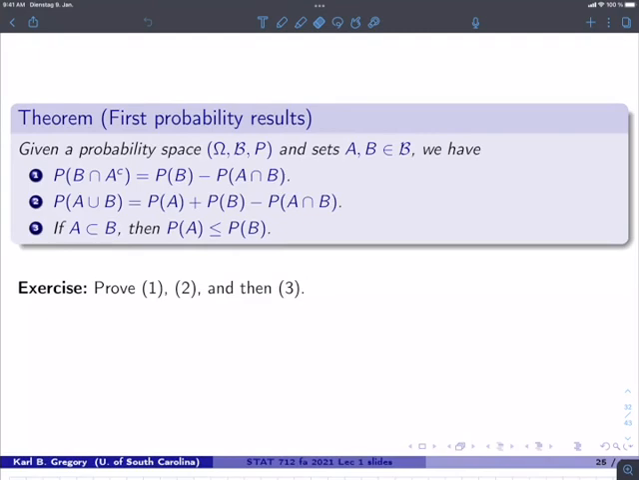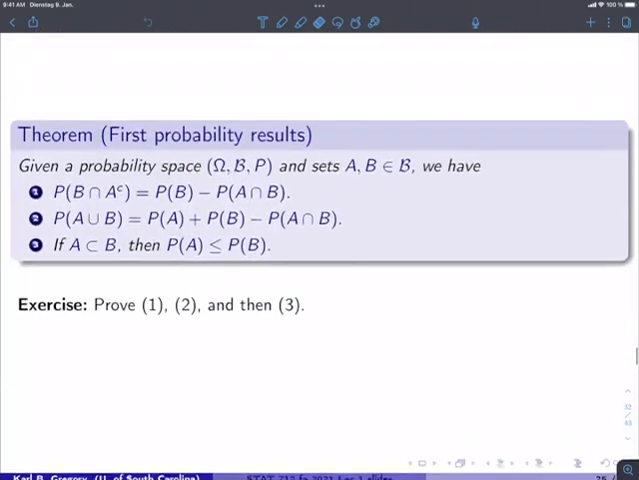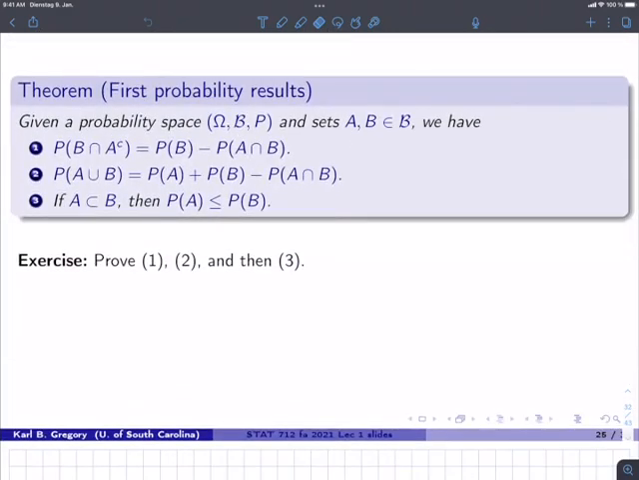So, picking up where we left off, I want to cover some more basic probability results that we can derive from the Kolmogorov axioms of a probability function. These are going to be super useful for us from now on. So, let's begin with a probability space and a couple of sets in the sigma algebra. And let's work on number one first.